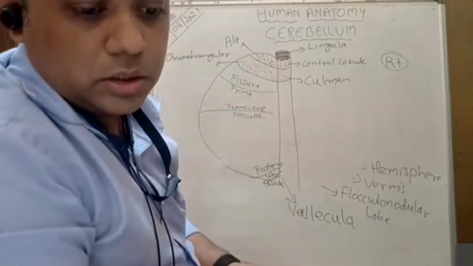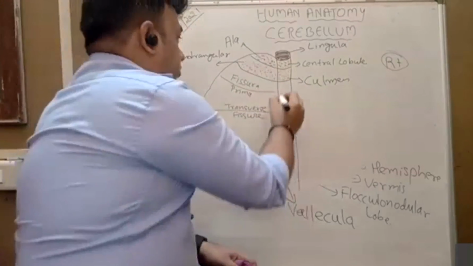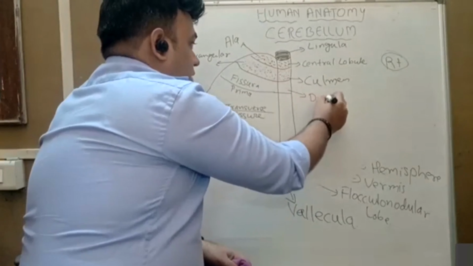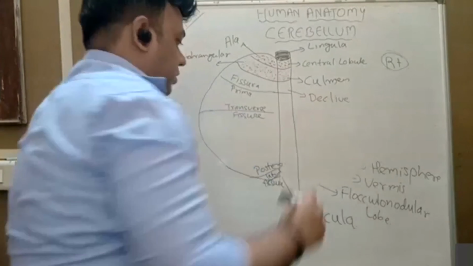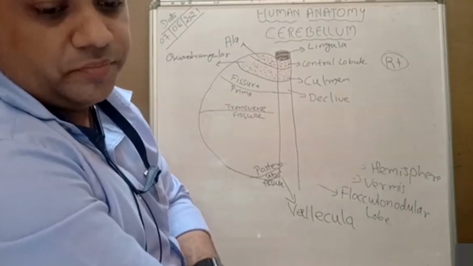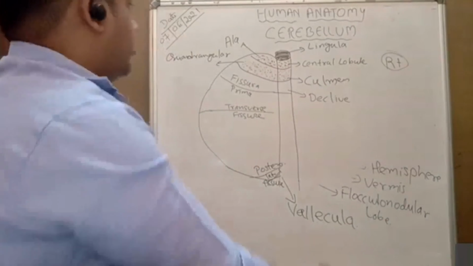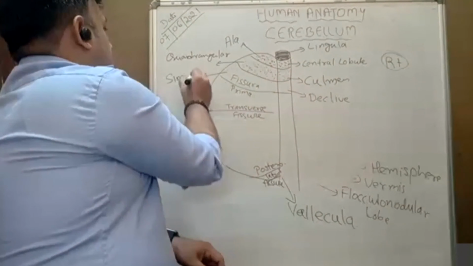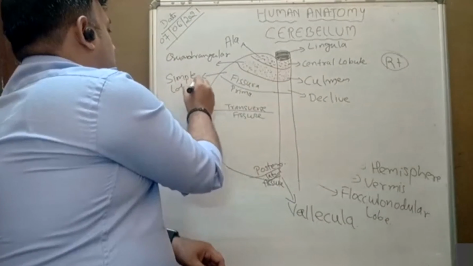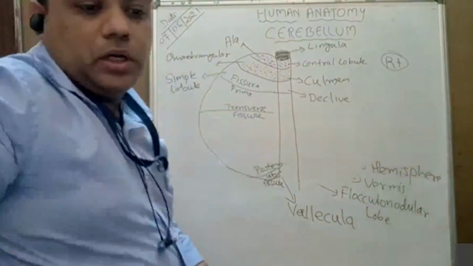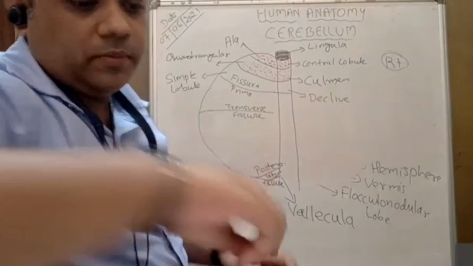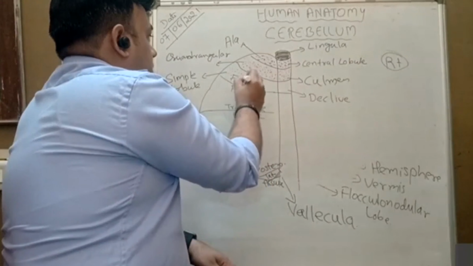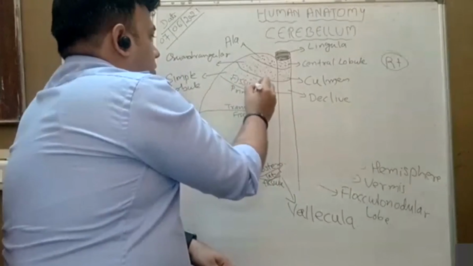Extra, prima is the equivalent extension of the primary fissure. This one will be known as the declive. You have to remember all these names, okay. And simple lobule, which lobule is known as the simple lobule. Now I will draw this, paint it with blue dots.